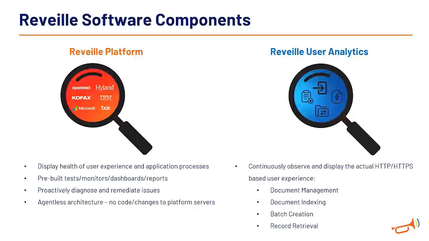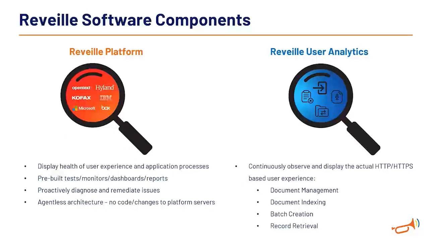Now, how do we do that? We do that with two basic lines of code. One we call the Reveille platform code, and that's the code that we put on a server in your environment. And that environment can be a cloud, it can be on-prem, and it can be a combination of both. But that's the code line that we point at Documentum. And with our out-of-the-box tests, we bring information on how Documentum and all the components of a Documentum stack are performing. We have out-of-the-box tests for that environment, out-of-the-box dashboards, reports, and we bring the information back to a Reveille database.